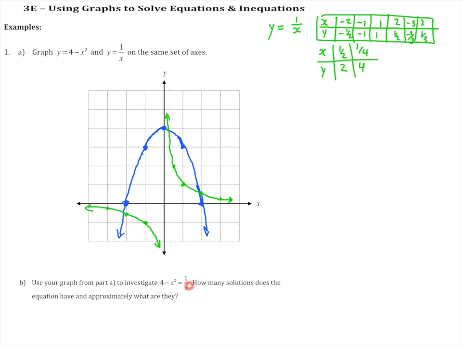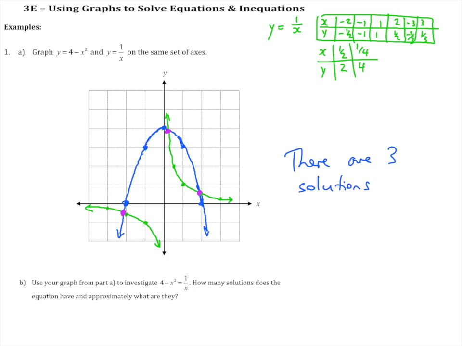Now it says, use a graph from part A to investigate where y equals 4 take x squared and y equals 1 on x are equal. Well, I can see where they're equal. They're equal there, there, and there at the points of intersection. So here are my points of intersection, 1, 2, and 3. So how many solutions does the equation have? And approximately what are they? There are 3 solutions.